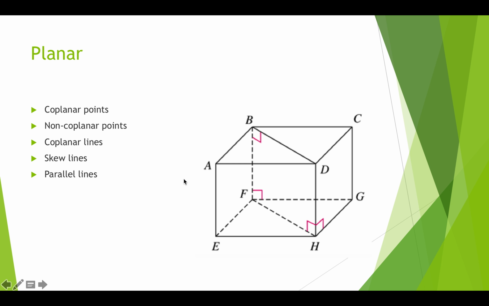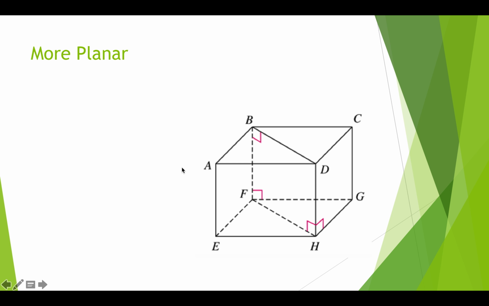To go along with skew lines, we have parallel lines. They also do not cross, but they're in the same plane. So AB and DC are parallel because they're in the same plane. A few more. Perpendicular lines are lines that meet at 90 degrees. So AB and BF are perpendicular. And intersecting lines can meet at anything. They don't have to be at 90 degrees. So AB and BD are intersecting lines.